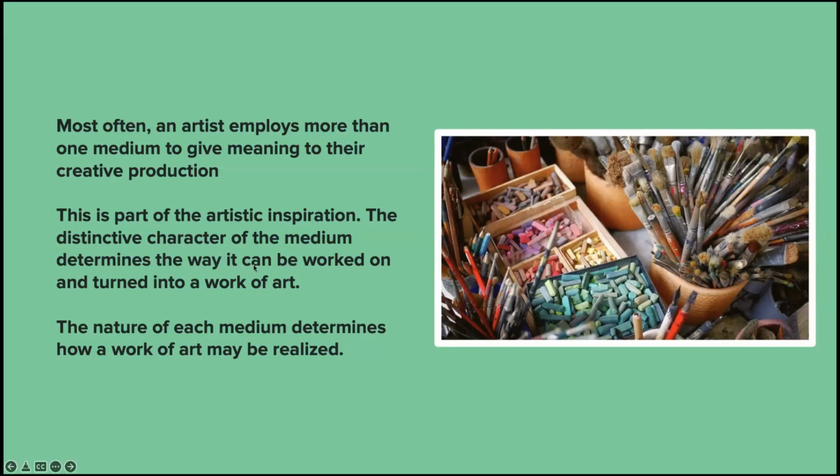So the distinctive character of the medium determines the way it can be worked on and turned into a work of art. That's why it's important for us to discuss more about this medium, when it comes to the medium of visual arts. What are these? Medium of sculpture. What are these? Medium of music. What are these? Important because the character of the medium determines the way it can be worked on and turned into a work of art. The nature of each medium determines how a work of art may be realized. That's why the lessons later are very important, because they will tell us the nature of the medium, because this one determines how a work of art may be realized.